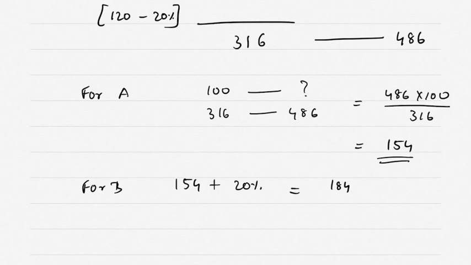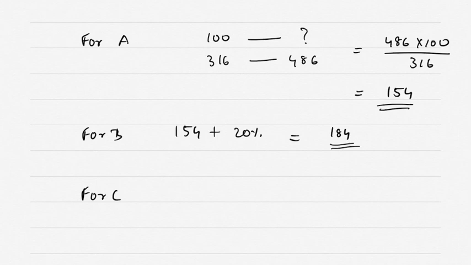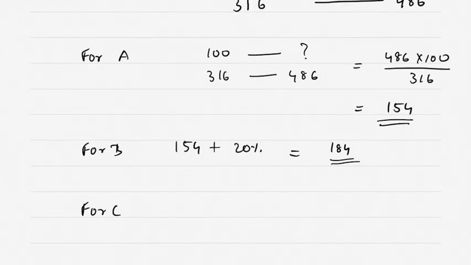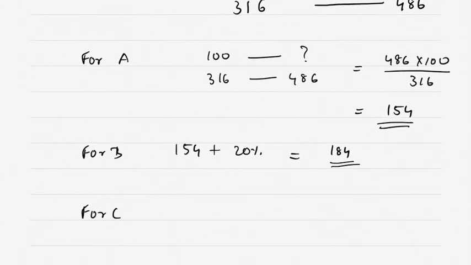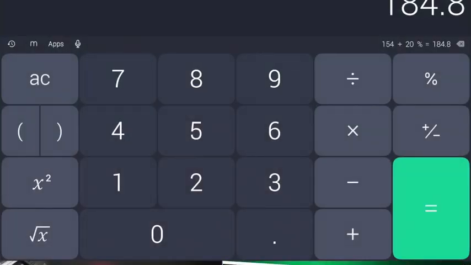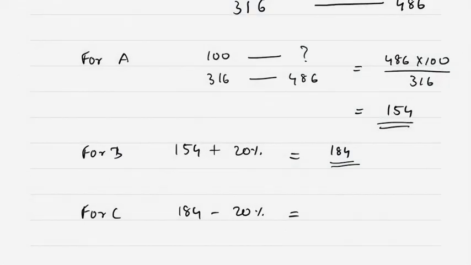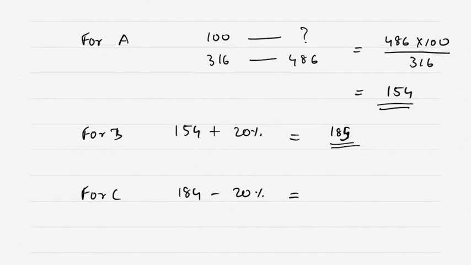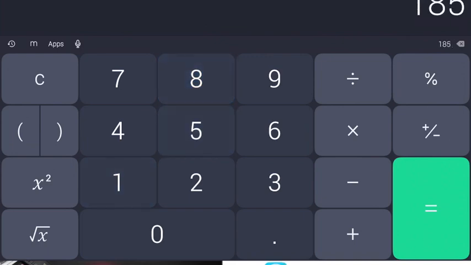That's okay. There's a difference because of the point. And for C, it would be 184 minus 20%, correct? You got 184.8, no? I'll write 185 only then. This is 185. Okay, 185 minus 20%. So 185 minus 20% comes to 148.